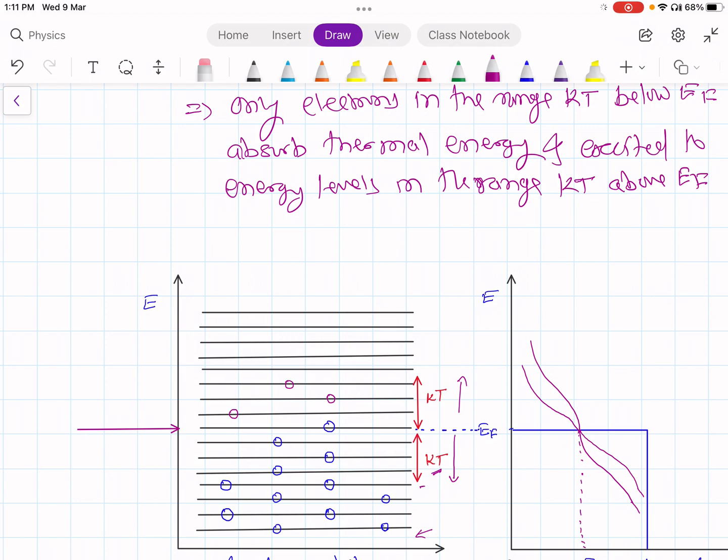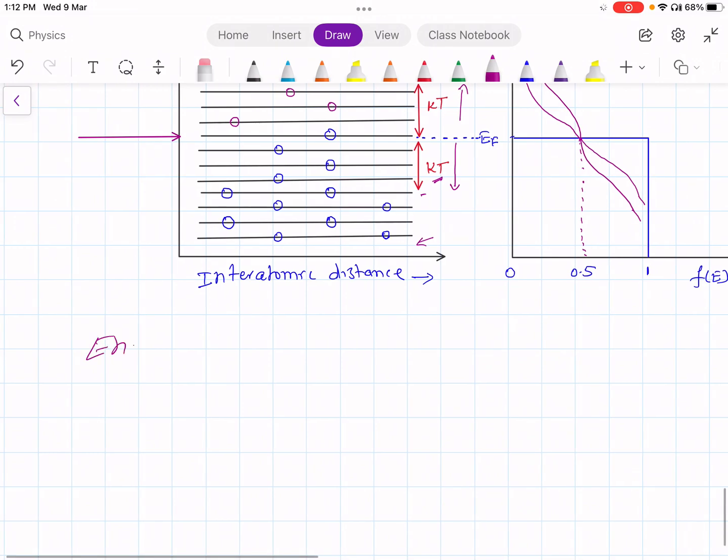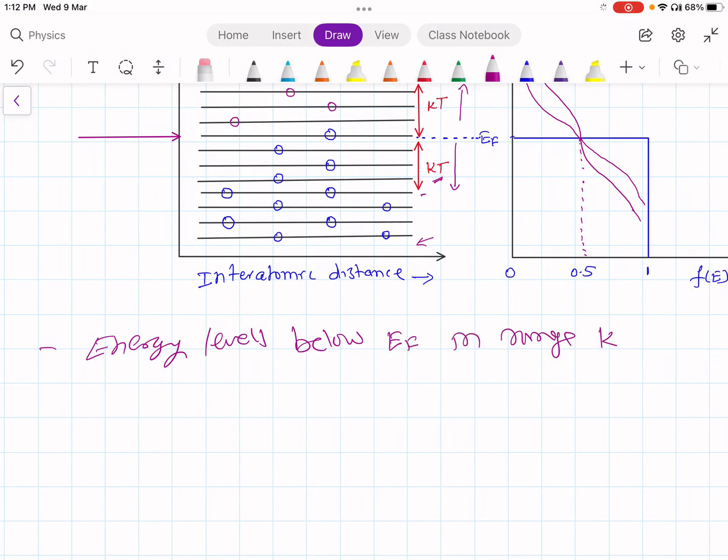So I have shown here some of the electrons are excited from lower energy levels in the range kT, and they have entered into higher energy levels. So because of this, what happens? Because of this, energy levels below EF in range kT are partially depleted.